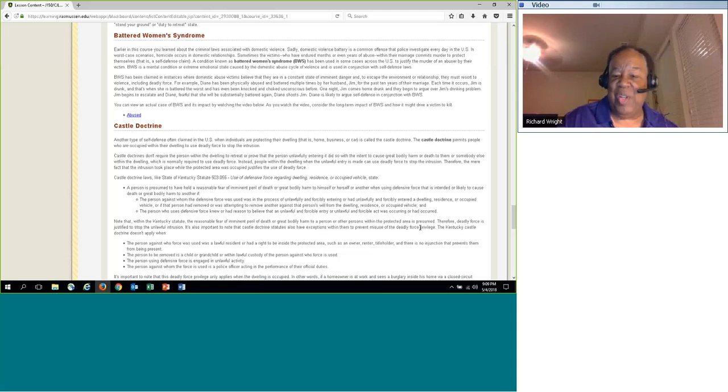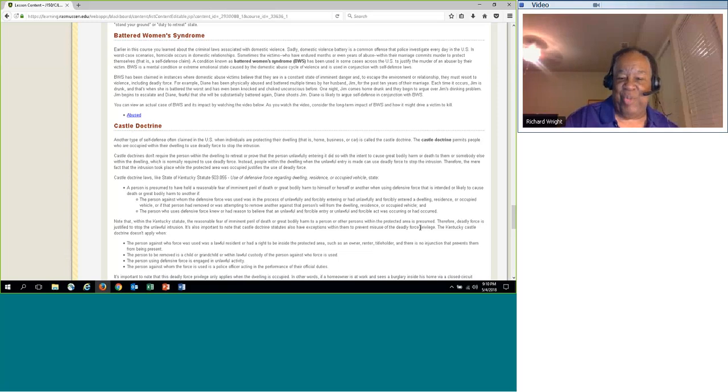if the person against whom the force was used was in the process of unlawfully and forcibly entering, or unlawfully and forcibly entered, a dwelling, residence, or occupied vehicle, or if that person had removed or was attempting to remove another against that person's will from the dwelling, and the person who used defensive force knew or had reason to believe that the unlawful forcible entry was taking place or had taken place. So the key thing is that within Kentucky, the reasonable fear of imminent peril of death or great bodily harm to a person is presumed when you're at your home or in those proper places. Therefore, deadly force is justified.